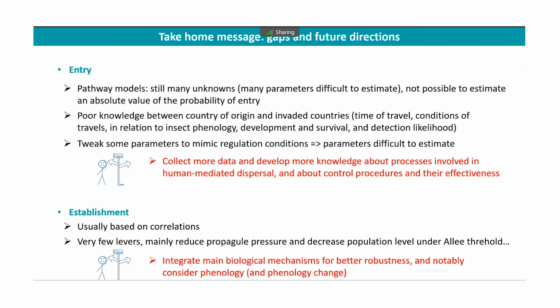Regarding establishment, most of the models are based on correlations. And we have very few levers, mainly to reduce propagule pressure and decrease the population under the Allee threshold to control these establishment steps. And regarding future directions, it's important to integrate a little more biological mechanisms to increase the robustness of the models, and notably to consider phenology and phenology change.